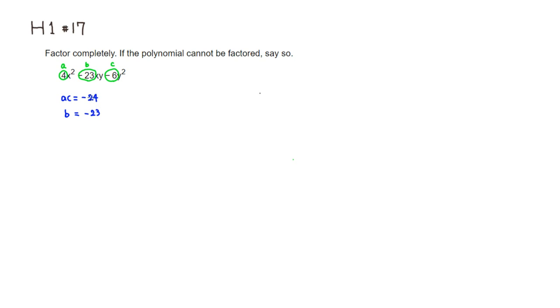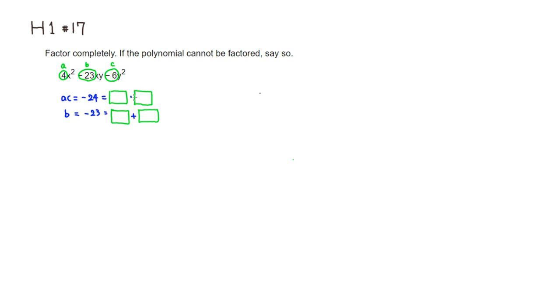So we have to come up with two numbers. If you multiply these two numbers, we're supposed to get negative 24. Then if we add them up, we should get negative 23. So this is going to be an addition here. Let's try to find these two numbers.